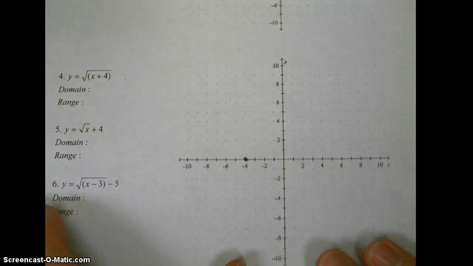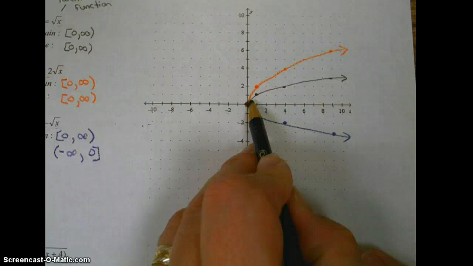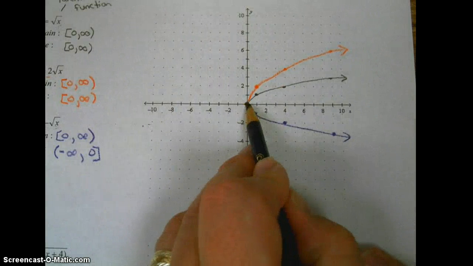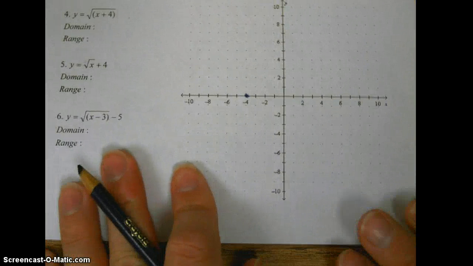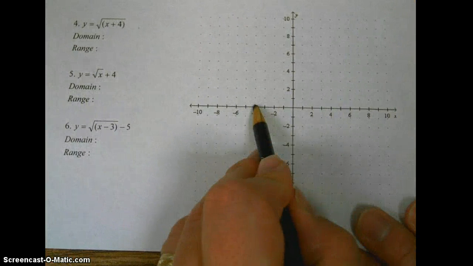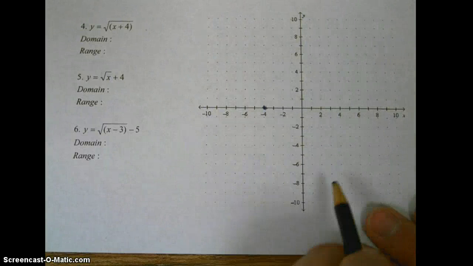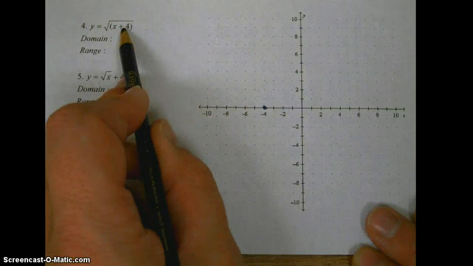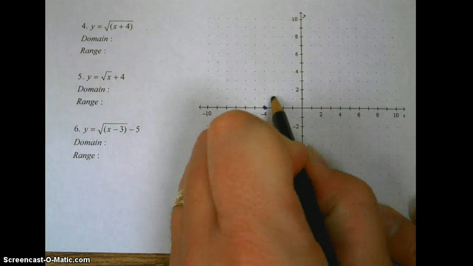Now, we can use this pattern for our square root functions. So from that starting point, if we go over 1, up 1, unless there's a stretch or a compression. So we could do that here. From here, we could go over 1 and up 1 for our next point. But let's just test it. Negative 3. Negative 3 plus 4 is 1. Square root of 1 is 1. So when our input is negative 3, our output is 1.